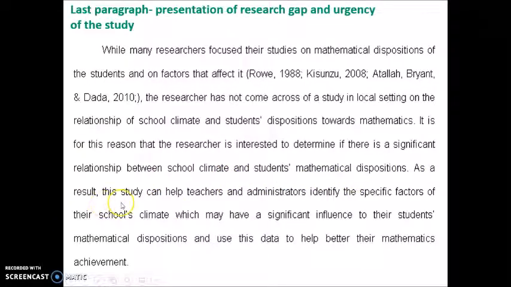As a result, this study can help, kung ano na yung significance ng study nyo, dito nyo na ipapasok. Ano bang kahalagahan ng studies ninyo? So, in this case, this study can help teachers and administrators identify the specific factors of their school's climate which may have a significant influence to their students' mathematical dispositions and use this data to help better their mathematics achievement.